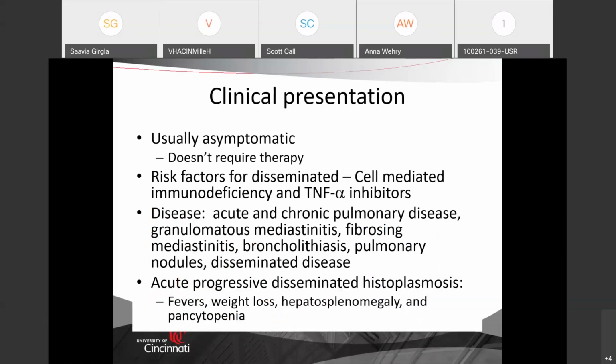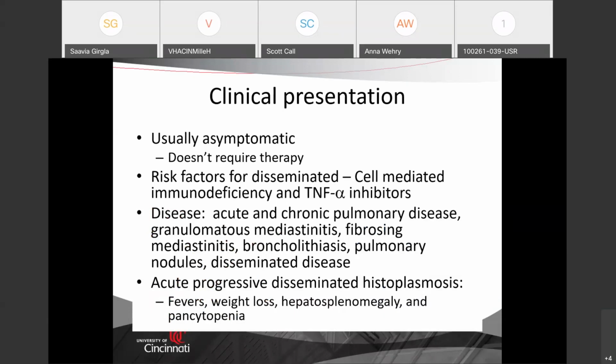These patients usually actually are asymptomatic. And so the majority of people infected are actually asymptomatic and don't really require therapy. People with cell-mediated immunodeficiencies and those on TNF-alpha inhibitors, though, are at high risk for dissemination. And so you need to think about those diseases when you see somebody on something like infliximab.